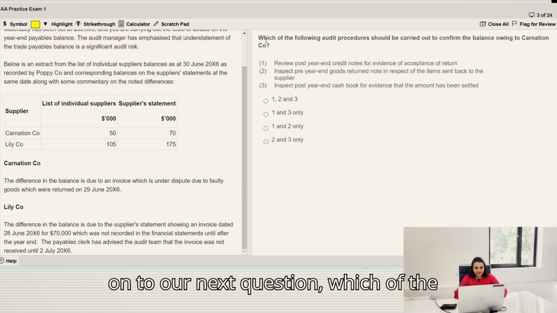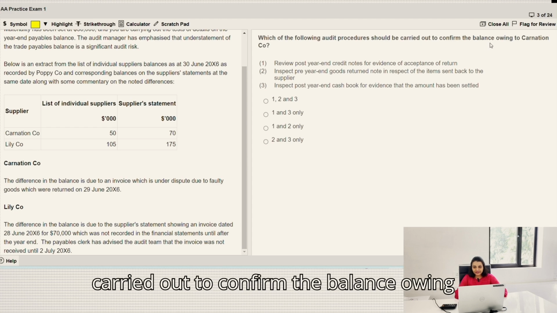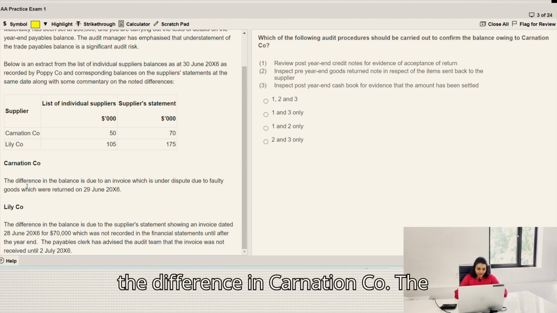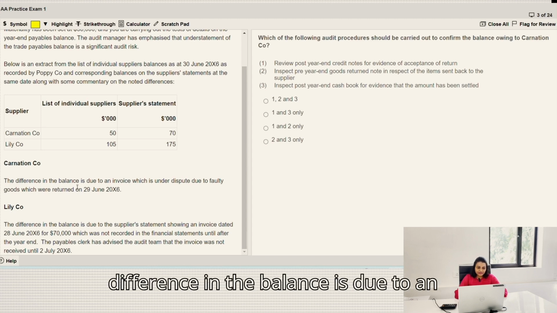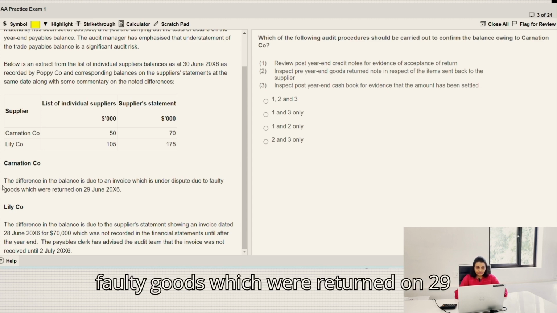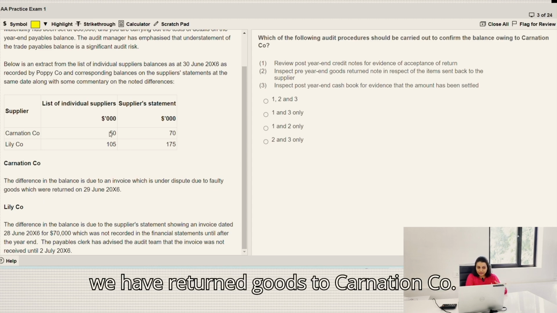Moving on to our next question. Which of the following audit procedures should be carried out to confirm the balance owing to Carnation Co? Now let's read what is the difference in Carnation Co. The difference in the balance is due to an invoice which is under dispute due to faulty goods which were returned on 29 June 2016. Now what happens is we have returned goods to Carnation Co.